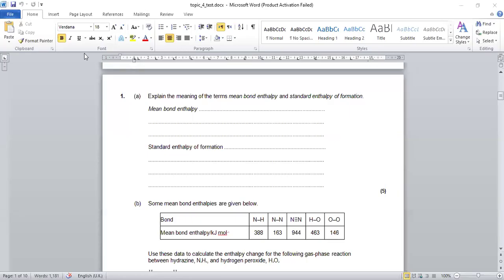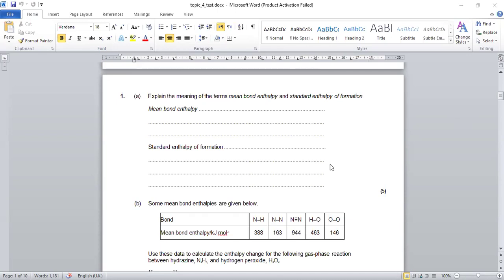Bond energy is the average heat energy it takes for a single bond to be broken, or that is released when a single bond is formed. It is absorbed when the bond is broken and released when formed, because we have two different processes.